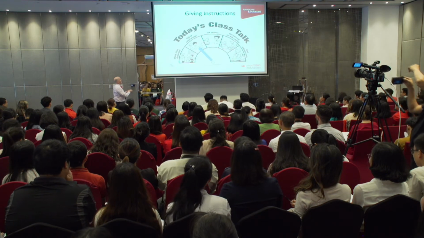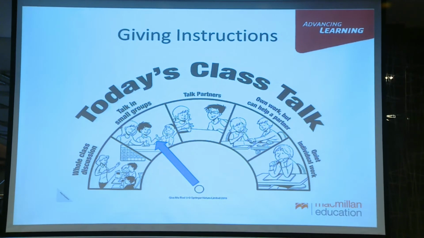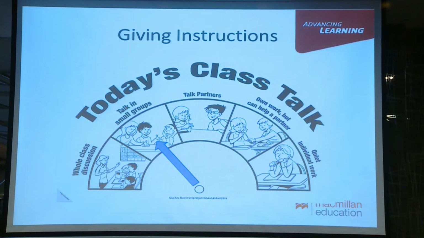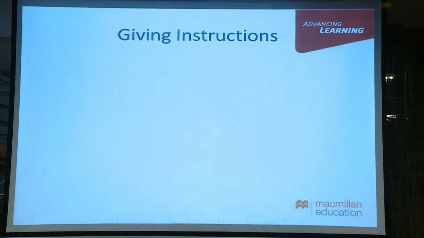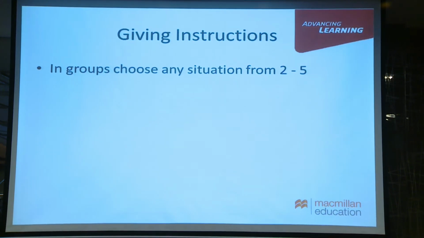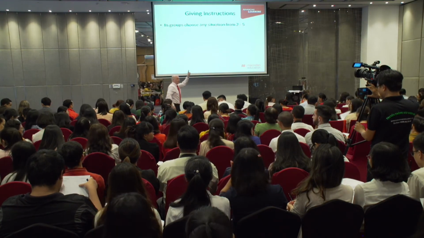Okay, now, let's get you to check on giving instructions. I've handed out this piece of paper. Again, work in a group. Just find someone who's got one of these and work with them. It doesn't matter about the size of the group, but please find someone. And choose any situation. There are 5 situations. Choose any you like. But only one situation.